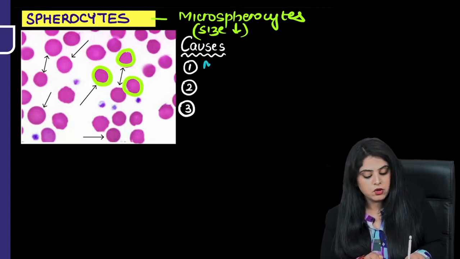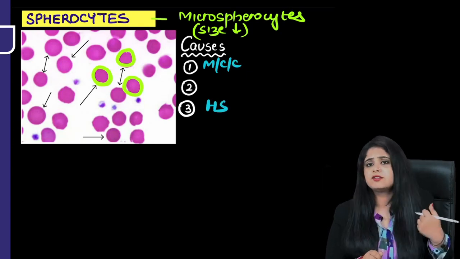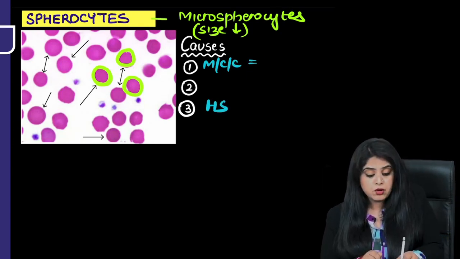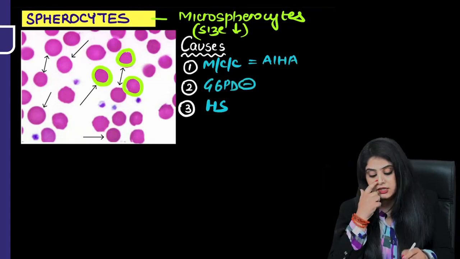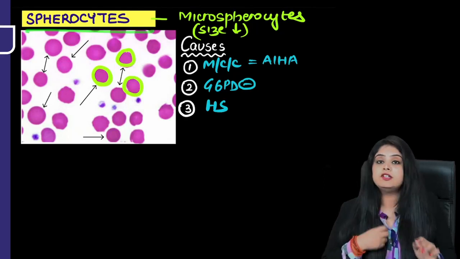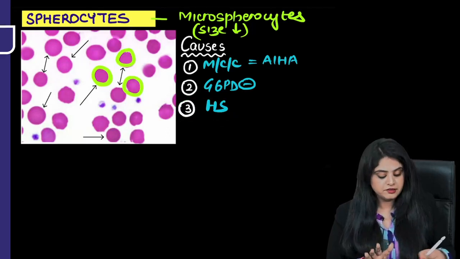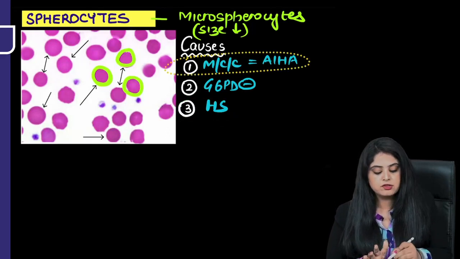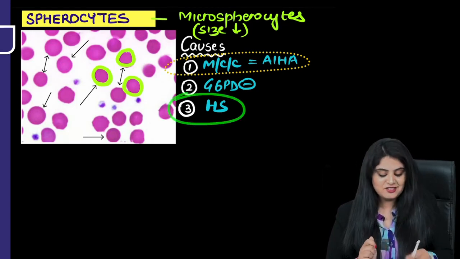What is the most common cause of spherocytes, guys? Please don't say hereditary spherocytosis. Hereditary spherocytosis I'm keeping at the end. The most common cause is autoimmune hemolytic anemia, then you have two more causes, that is G6PD deficiency and HS. So remember, spherocytes are not seen only in HS. HS sounds like that, but it's not the common cause. This is a very important question. The most common cause is autoimmune hemolytic anemia. But I know your favorite cause is hereditary spherocytosis.